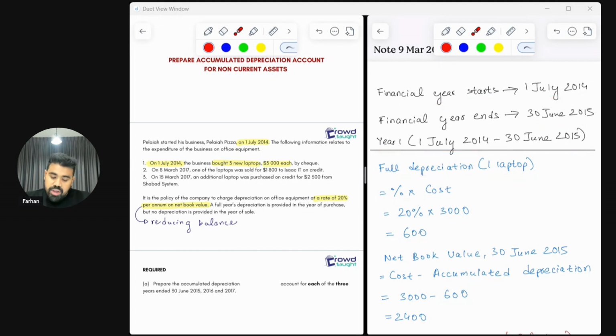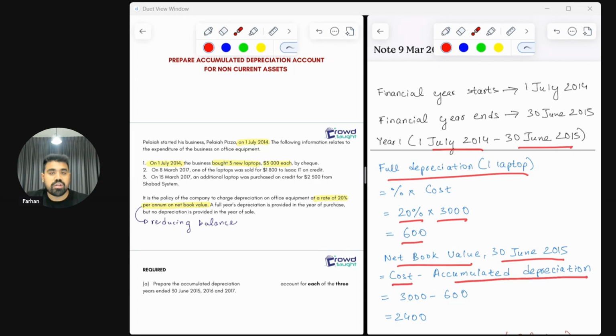So if I want to calculate depreciation now, I'm multiplying 20% with the cost of $3,000, which gives us $600 as the full depreciation for one laptop in the first year, which started on 1 July 2014 and ended on 30 June 2015. Now, the net book value is something we also want to calculate under the reducing balance method. So we want to find the net book value at the end of year one, which is at 30 June 2015. And at a given point in time, if you want to find the net book value, it's simply the difference between the original cost and the accumulated depreciation.